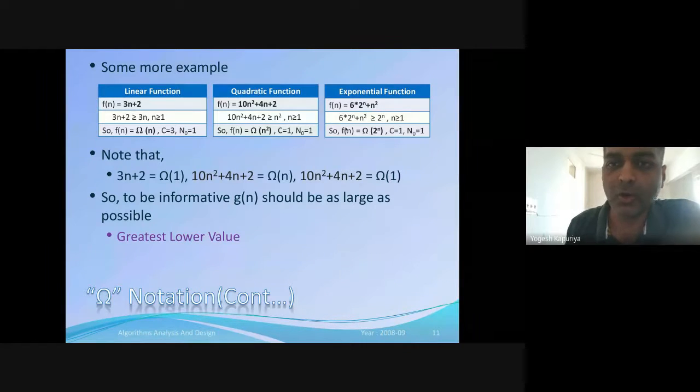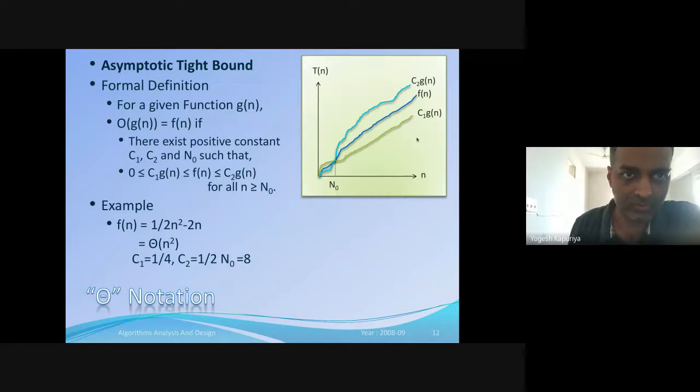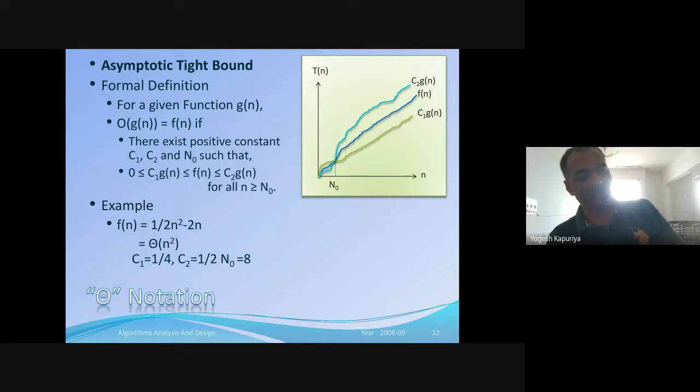Remember, whether it's big O or big omega, the highest order term will always be there in those equations. The only values that will change are C and N0. Okay. So that was the second notation, that is big omega.